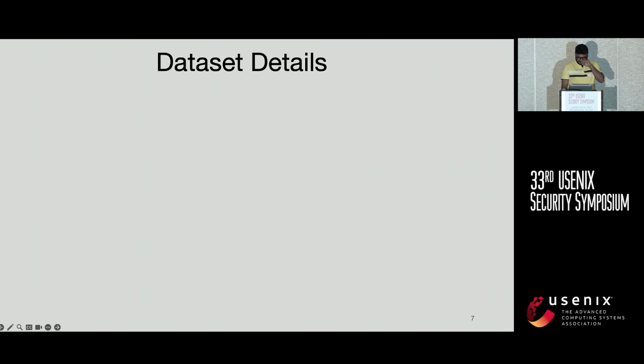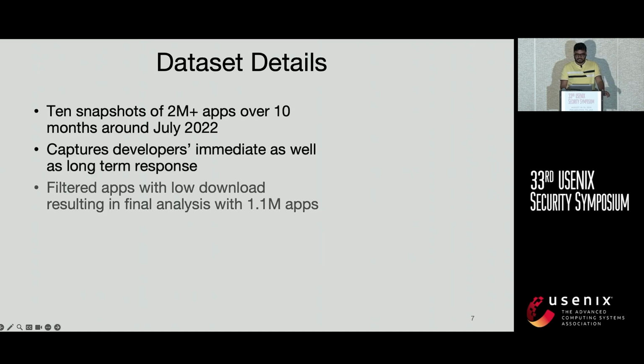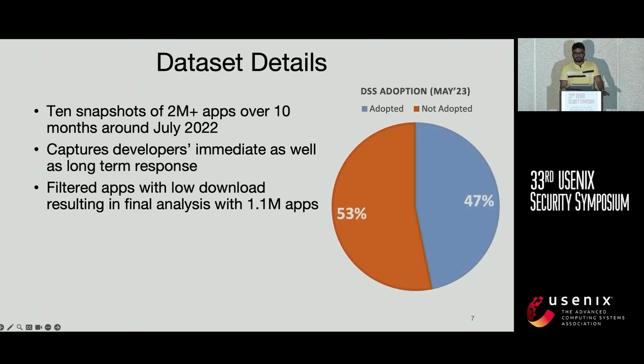Okay, so here's some details about the dataset. As I mentioned, we took 10 snapshots of 2 million plus apps over 10 months. We scraped more frequently around July 22, which was the time when the DSS was implemented. That allowed us to capture developers' immediate response, as well as the long-term response as we scraped later in next year as well. Finally, we filter apps with low download counts, resulting in a final analysis set with 1.1 million apps. This was scraped in May 23.